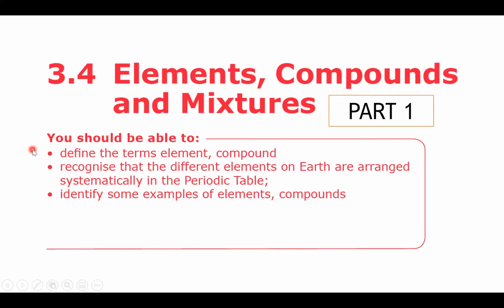So in this video lesson, we are going to go through three things, and these are the things that you should be able to know by the end of this video lesson. We're going to go through what an element and compound are, or in other words, the definition of element and compound. Then we are going to look at something called a periodic table and how the elements are arranged in the periodic table. And then finally, we're going to look at some examples of elements and also compounds.